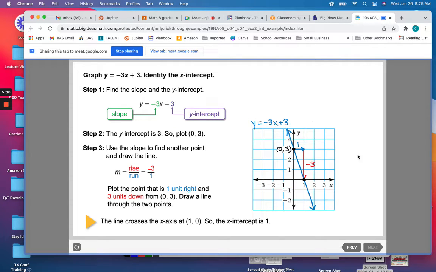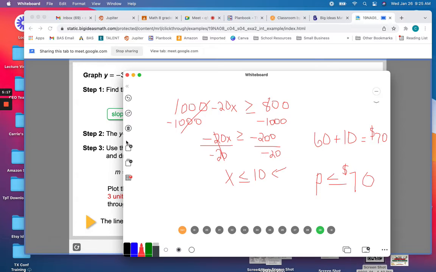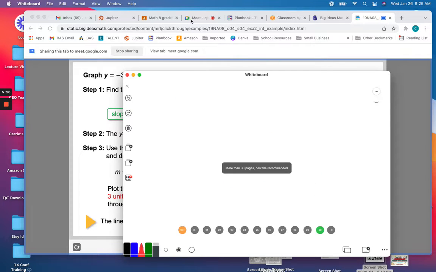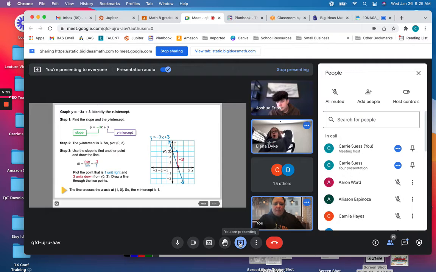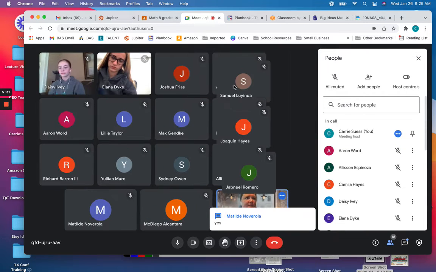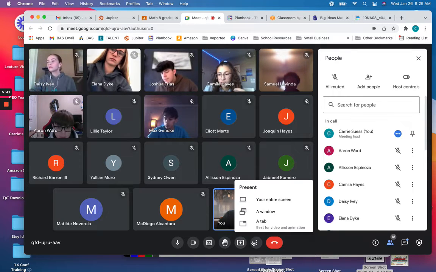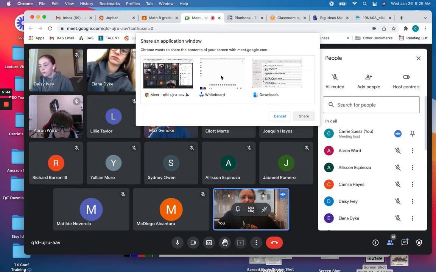Now, do you guys want me to show you how to find this without having to graph it? Yes. Because we like Mrs. Cease's shortcuts. Oh, I need to share my whiteboard. Hold on. Does everybody have this before I move the screen? Josh has it. Everybody else have it? Yes. Okay. Alright, a window, whiteboard. Here we go.